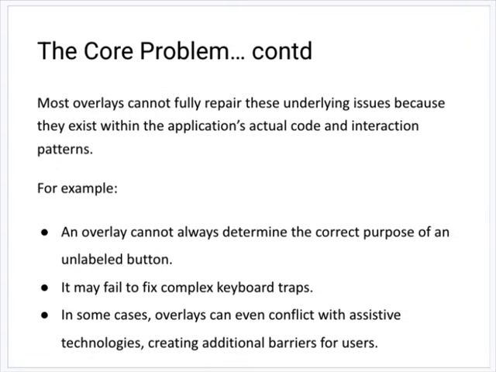Most overlays cannot fully repair these underlying issues because they exist within the application's actual code and interaction patterns. For example, an overlay cannot always determine the correct purpose of an unlabeled button. It may fail to fix complex keyboard traps. In some cases, overlays can even conflict with assistive technologies, creating additional barriers for users.